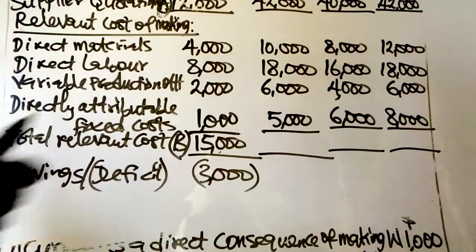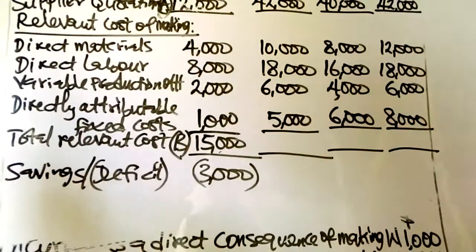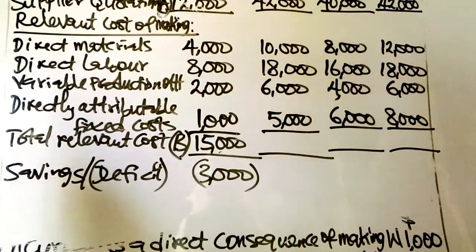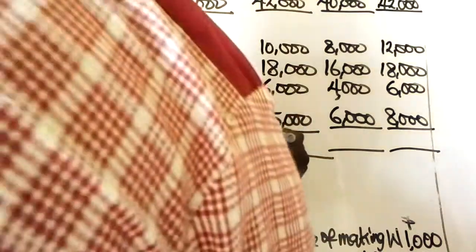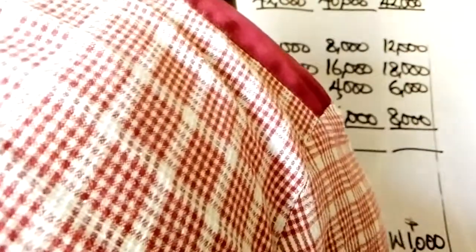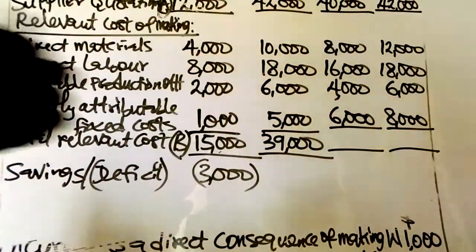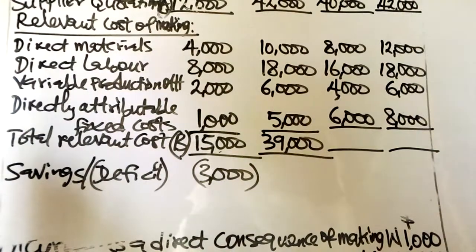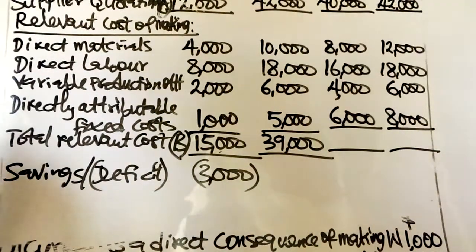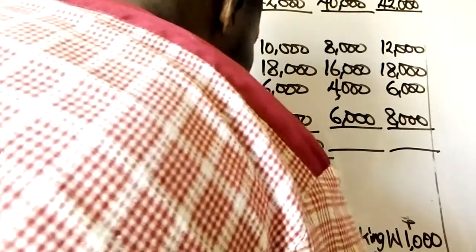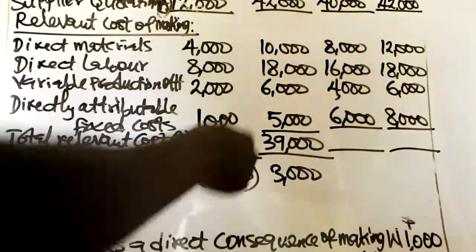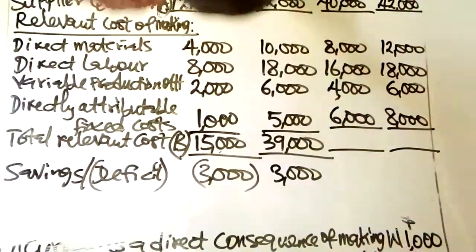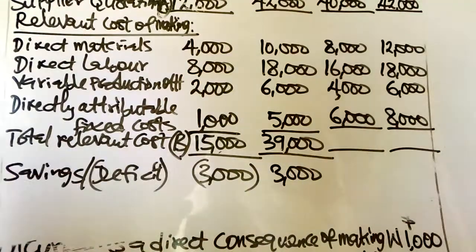For X, 10,000 plus 18,000 is 28,000. 28,000 plus 6,000 plus 5,000. Then the relevant cost of making product X is 39,000, and suppliers are willing to offer 42,000. Then there will be a savings of 3,000. So in this case, product X should be made.